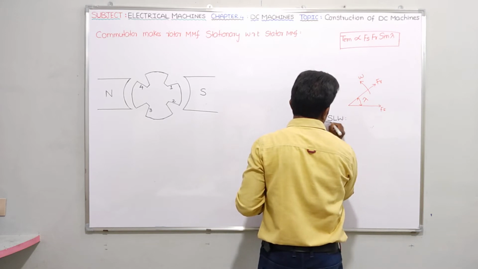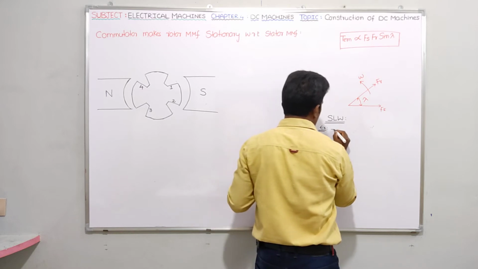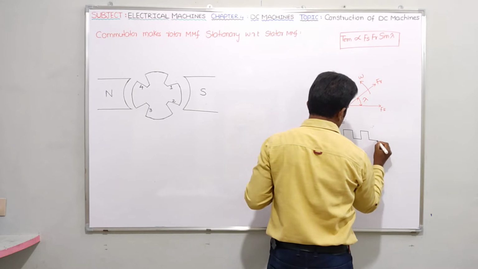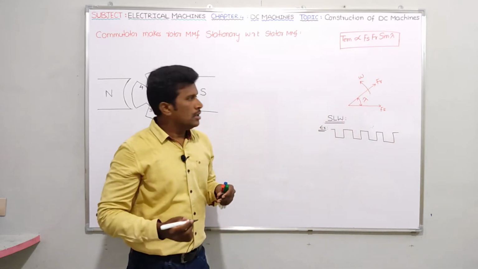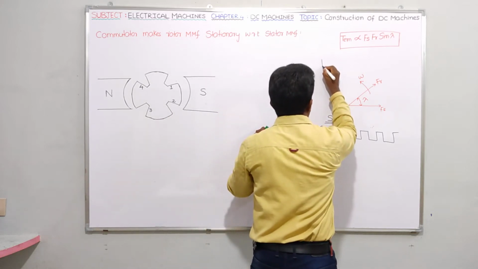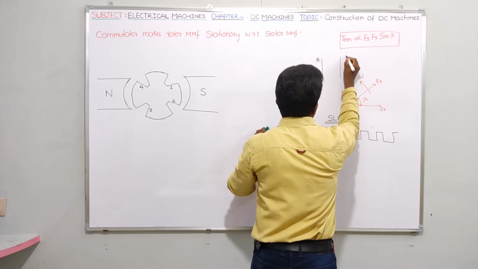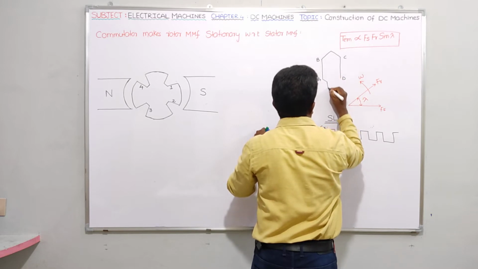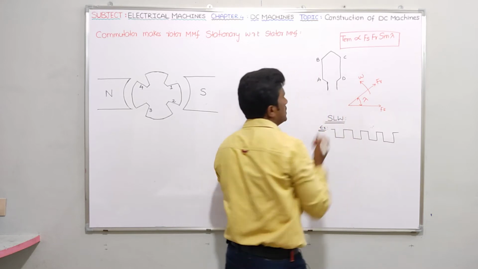Try to see here. Single layer winding. So single layer winding means, for example, let me take 4 slots here. Before explaining single layer winding and double layer winding, guys, let me ask one simple question. Suppose AB is a conductor, CD is a conductor, what about ABCD? I can call ABCD a coil, right?